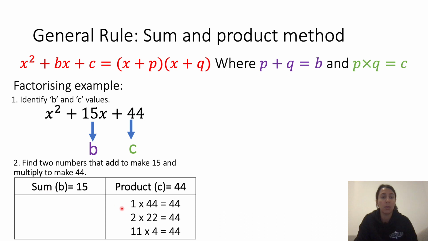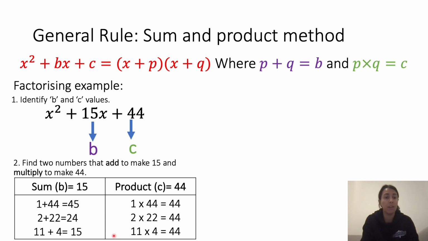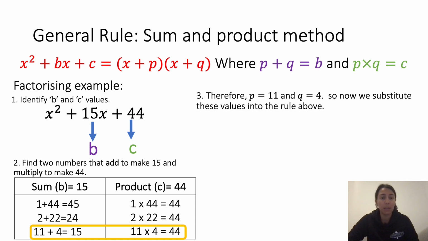So we need to work out, does 1 plus 44 equal 15? Well, we know that it won't. Does 2 plus 22 equal 15? That won't either, but 11 plus 4 will. If I show you my working out on this side, you can see this one does not fit, this one does not fit. However, 11 plus 4 does fit our criteria. So that means my p value will be 11 and my q value will be 4.